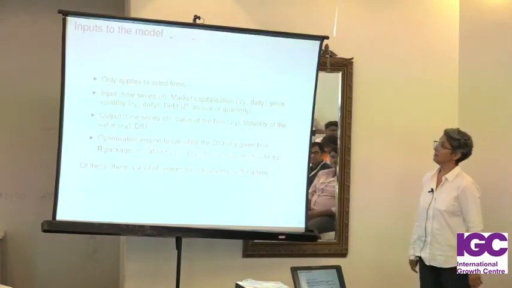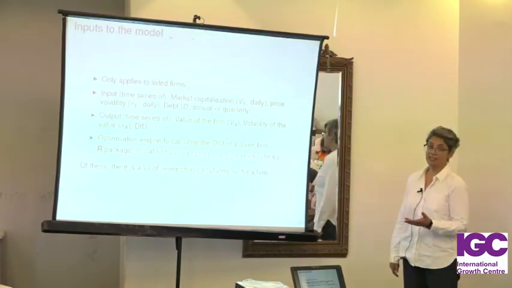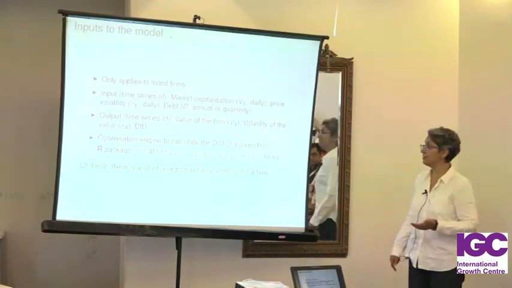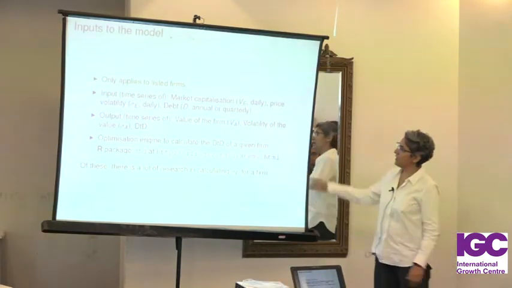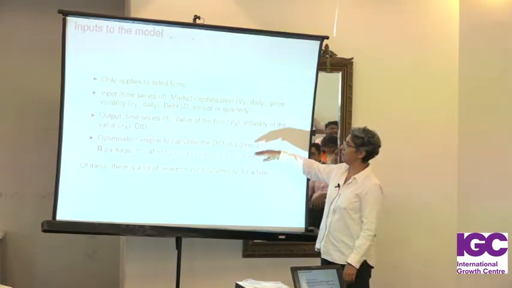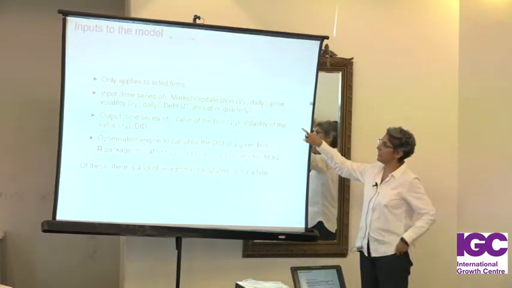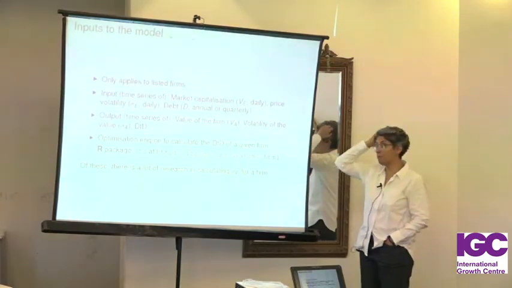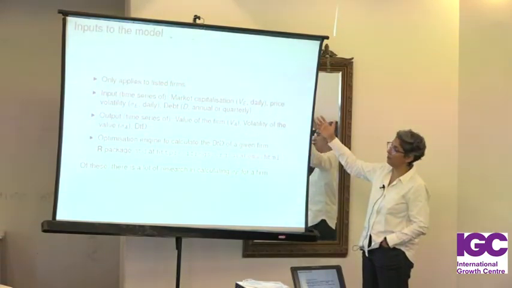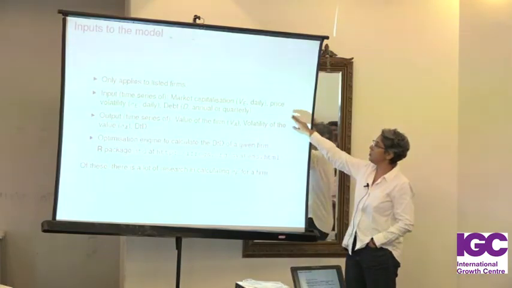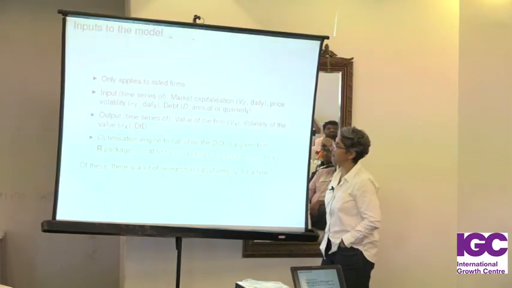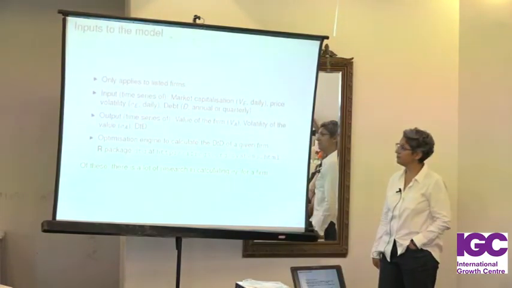What are the catches here? It only applies to listed firms because you need to see the equity price. You need to be able to calculate the volatility of the equity price. You need inputs as a time series of market capitalization daily. This is something you get if you have access to the Provis product, or on the website of any of the exchanges. You need to estimate the volatility of equity, and you get a debt figure which is either annual or quarterly.